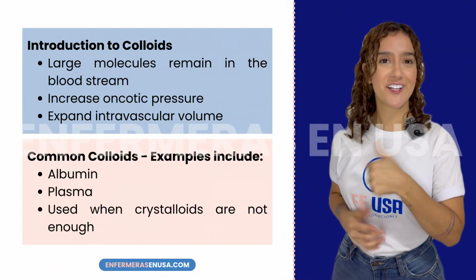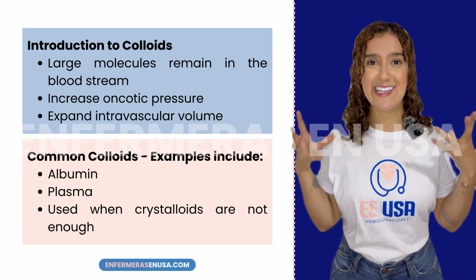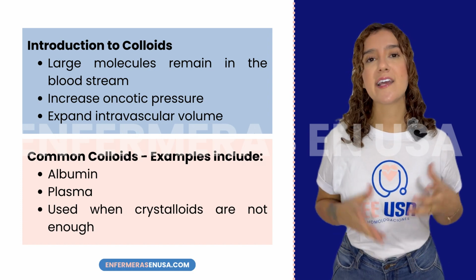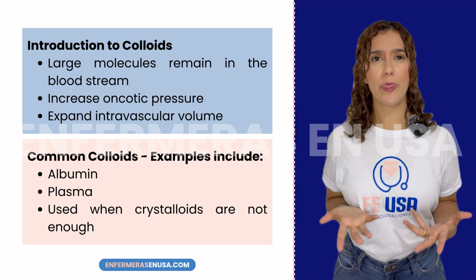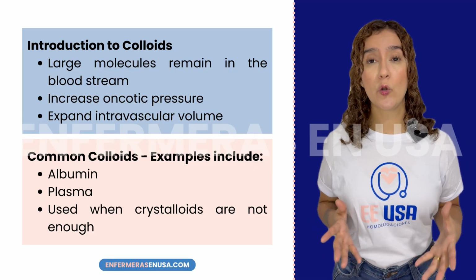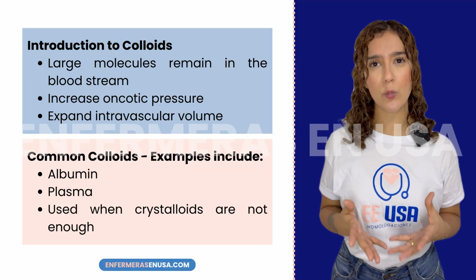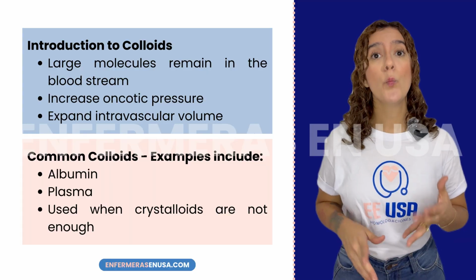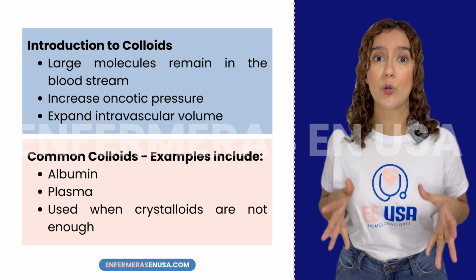Now, let's move on to colloids. Colloids work differently. They have large particles that stay inside the blood vessels and help maintain intravascular volume. Examples include albumin and plasma. When should you think about them? When the patient does not improve with crystalloids or has a lack of oncotic pressure, such as hypoalbuminemia. An important example: if the patient has edema, but at the same time a low intravascular volume, a colloid may be the correct answer.